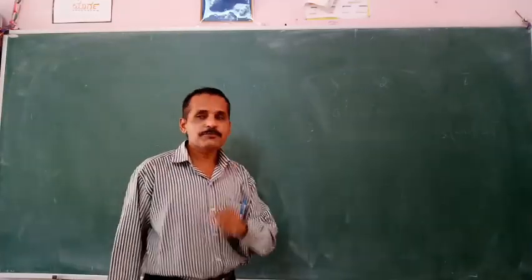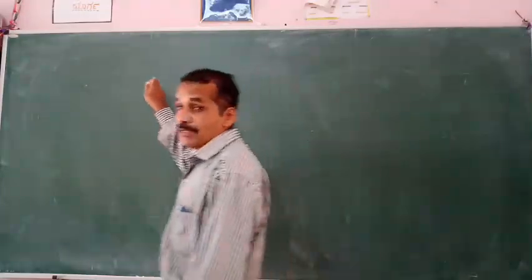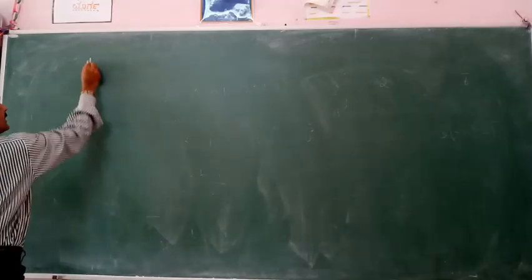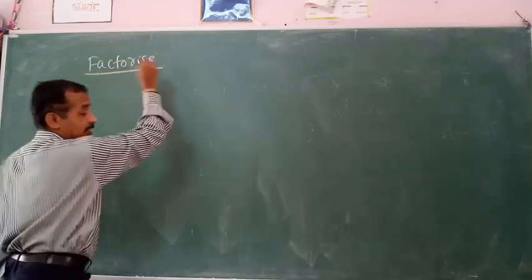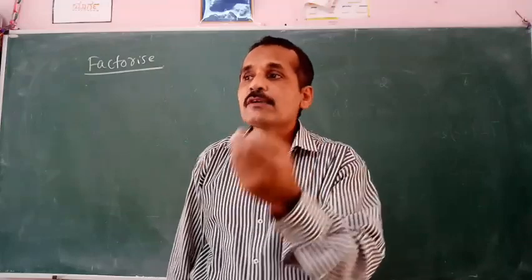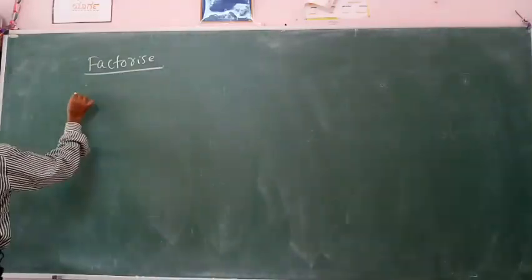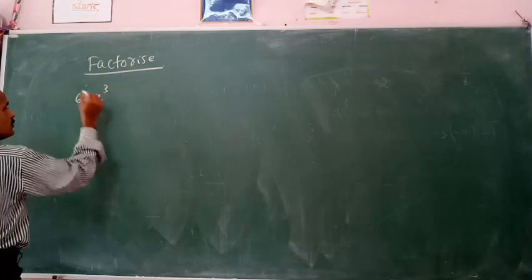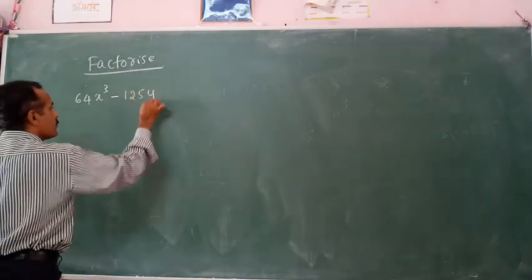Let's go for one problem. One of the problems we can solve based on this identity. Factorize. See, when I have given the heading factorize, that means I should give the expanded form. Say 64x cube minus 125y cube.